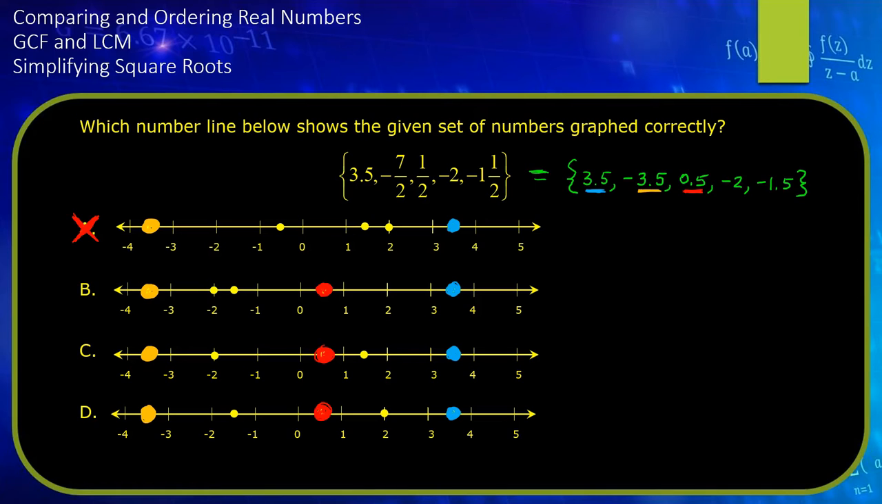The next one, negative 2. Negative 2 is easy to plot, and I can see that of the ones that are left, only B and C have a point at negative 2. So now I'm down to B and C, and when I look at those, I'm looking for negative 1.5, which should be between negative 2 and negative 1. That's where B has a point, but C does not. So B is the correct choice of these 4 options here. Let's try the next question.